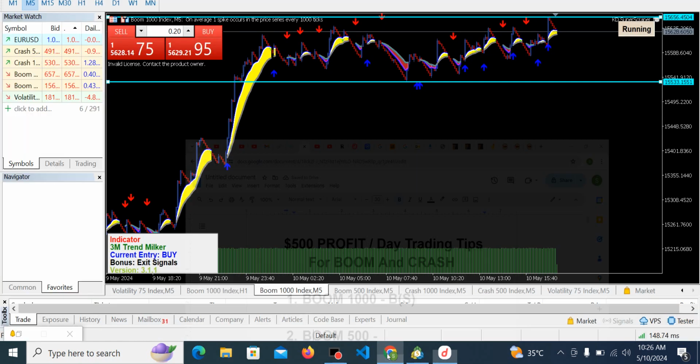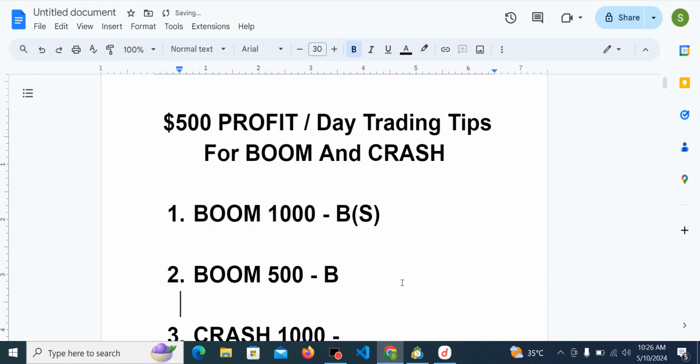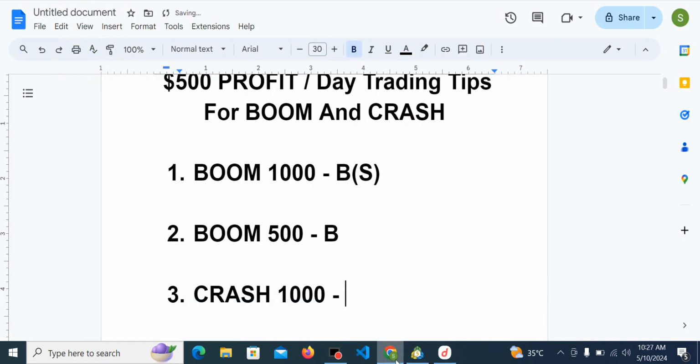So the next asset is going to be Boom 500. This is Boom 500. It had been on downtrend for a while, then played around there for a while, but right now, since it's unable to break out below this support zone, it started an uptrend and it is buying at the moment. So this is going to be more of a buying opportunity than a selling opportunity.